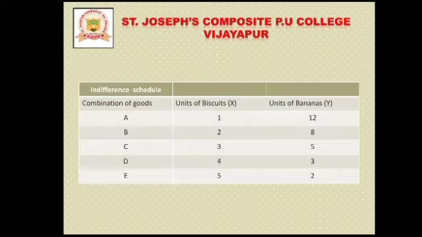Now from this schedule, it can be understood that when the number of biscuits increases from 1, 2, 3, 4, 5, the number of bananas decreases, so that the level of satisfaction is the same for all the combinations. Therefore you are indifferent between the combinations A, B, C, D and E. Now we can express this with the help of a diagram.